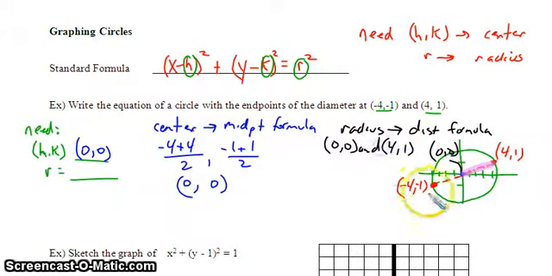What a lot of students will do is they'll find the distance of the diameter, and then they'll say that that's the radius. They'll use (-4, -1) and (4, 1). If you find this entire distance here, then you'd have to cut that in half to find the radius.